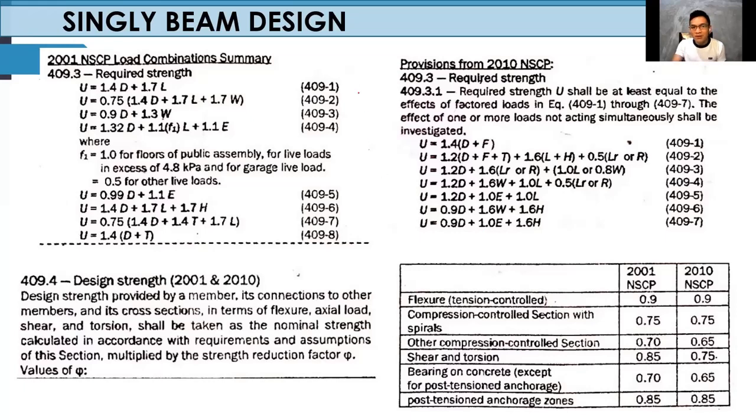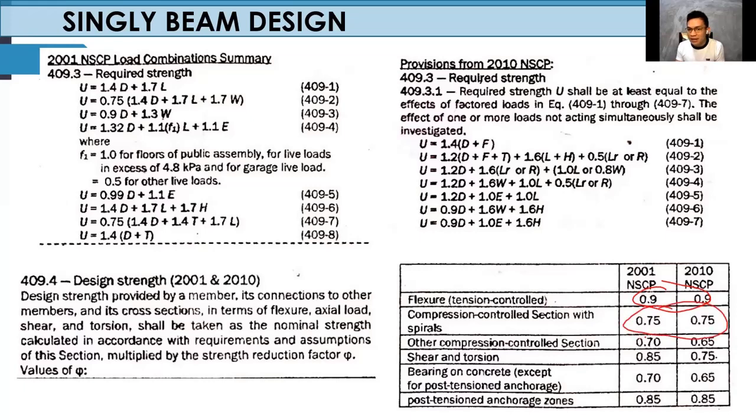Anyway, so ayan, no? Para maging aware kayo na meron 2001 and meron din tayong 2010 na factors. Okay? So, pagdating naman sa ating design strength, no? Meron din tayong mga kaibahan pero maliit lang naman ito na mga differences. For example, sa flexure, if we are talking about 2001 and 2010, same lang sila, which is 0.9. Sa compression, 0.75, the same lang sila.